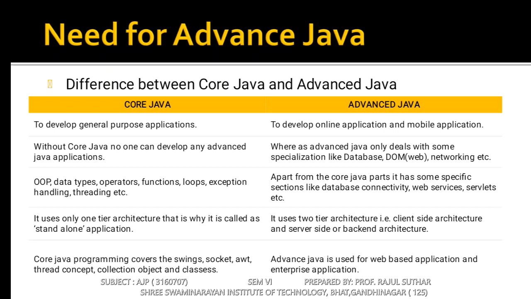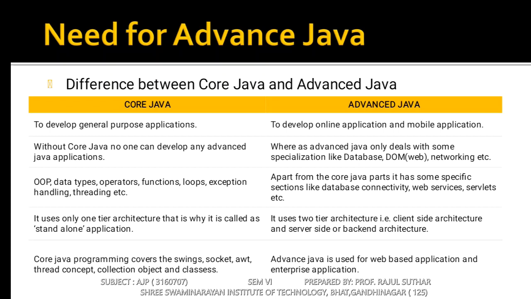In core Java, it uses only one tier architecture, which is why it is called a standalone application. While in advanced Java, it uses two tier architecture. So client side architecture and server side or backend architecture are also used in advanced Java.